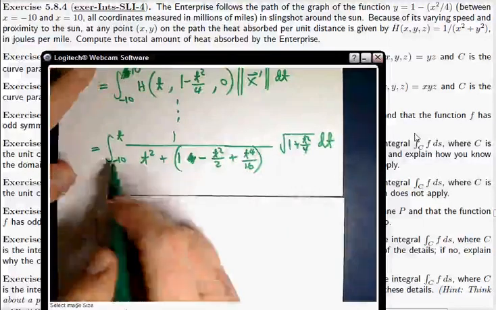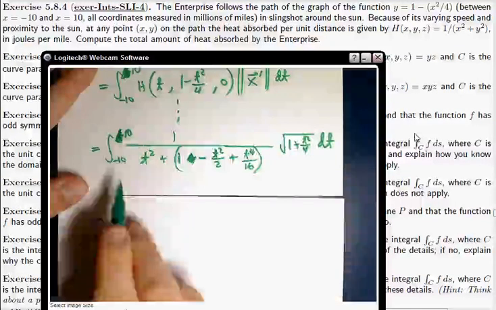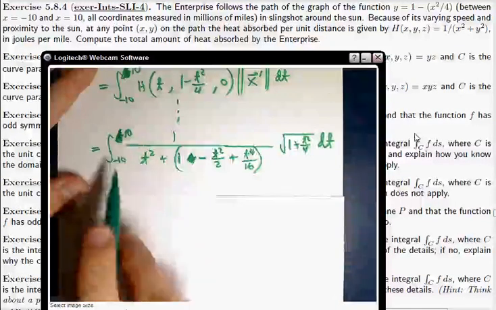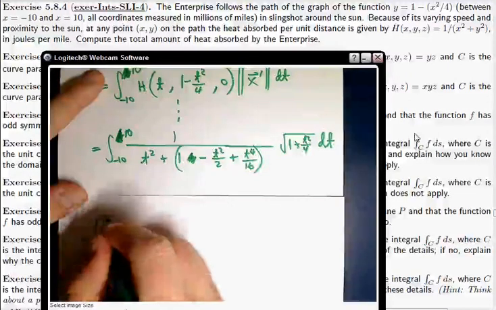Why do I keep doing negative 10 to t? I'm not sure what's going on there in my mind. That's negative 10 to 10. My apologies. Negative 10 to 10 there.